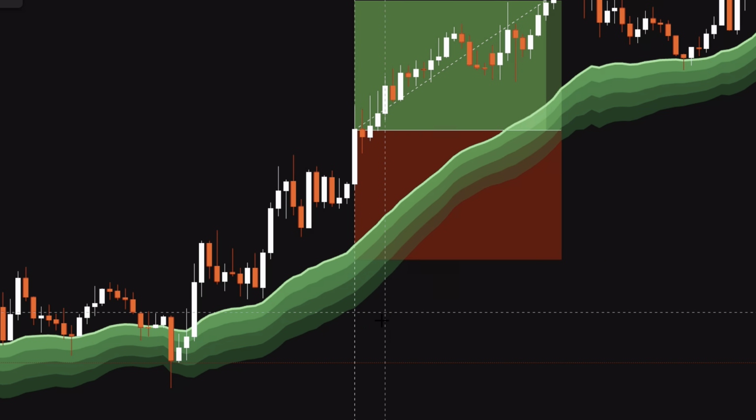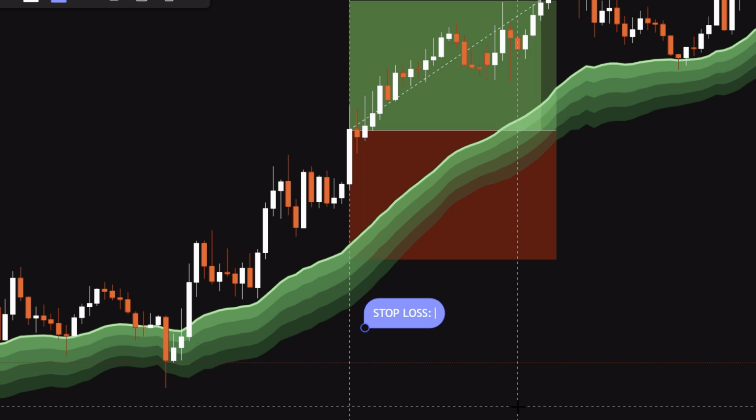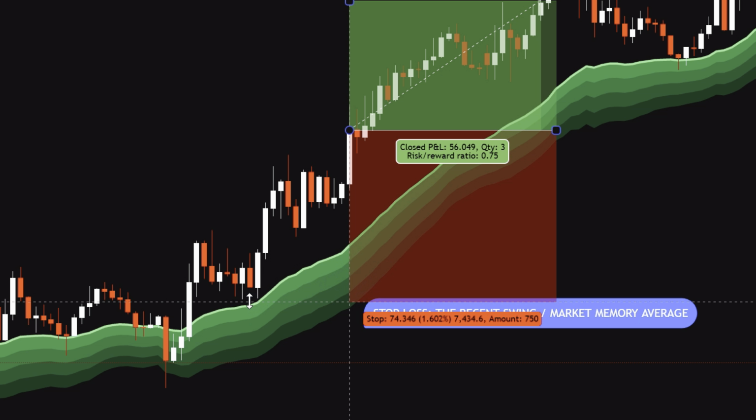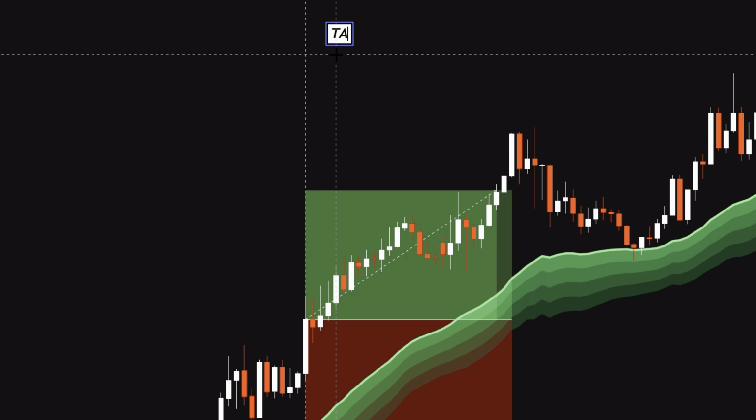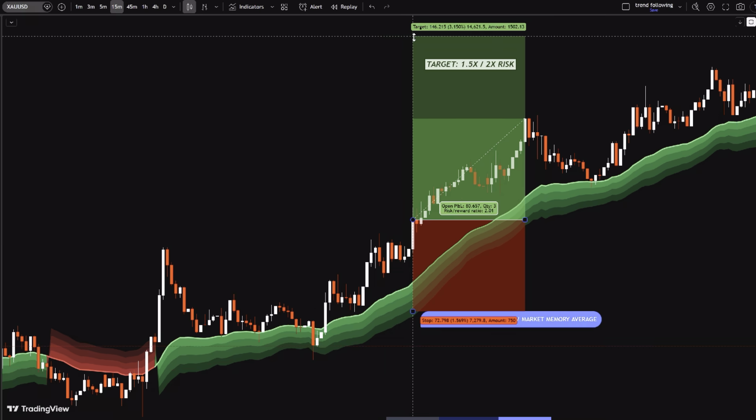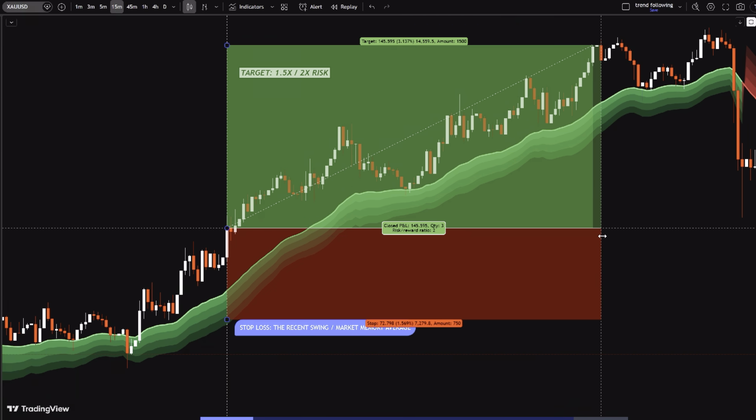For this system, the stop loss can be placed slightly below the market memory average ribbon or slightly below the most recent swing low. Either approach creates a logical level where the trade idea becomes invalid. For target, use a 1.5 to 1 or 2 to 1 reward to risk ratio. That ensures winners outweigh your losers over time.